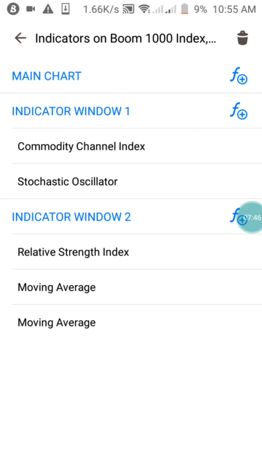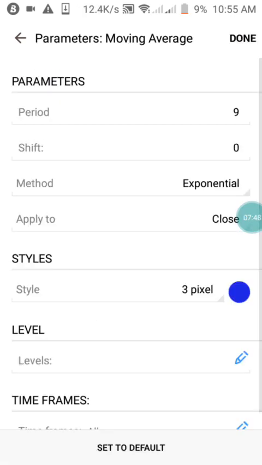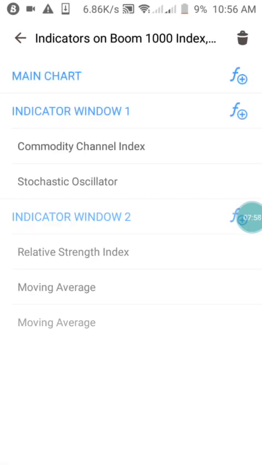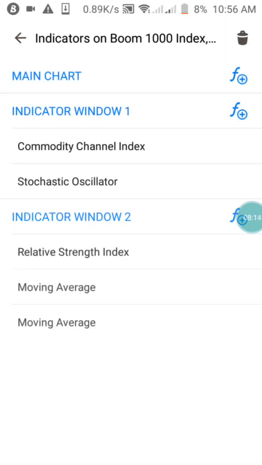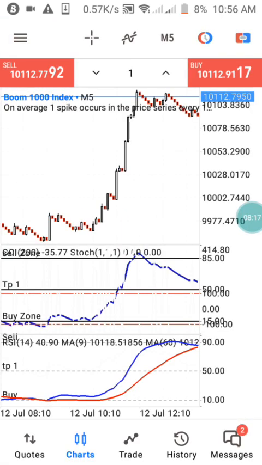And also we have the moving average, which has the period of 9, the shift of 0, method to be exponential, and we have apply to close, and we choose blue as our color here. No level, then you press on done. Now we have the last moving average, which is the last indicator. We have the period of 60, we have our shift to be 0, we have method to be exponential, we have apply to close, and we have red as our color here. So by doing this, you will have the same chart I have here on my chart.